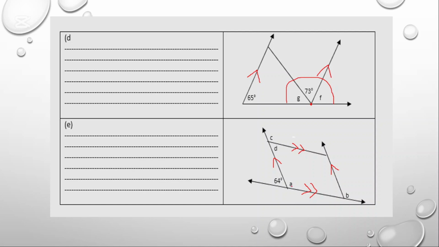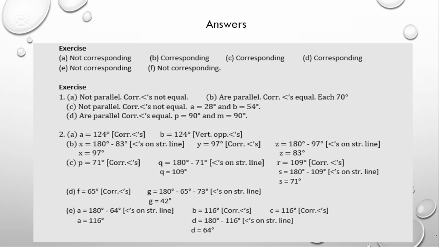Right hand side of the parallel line, right hand side of the parallel line. Yes, that's the way you find B. So A and B form a pair, and they will be equal. A and C, you see there? Above the line, above the parallel line. So A and C have the same size. And once you have C, you can work out D, because C plus D equal to 180 degrees. And here we have all the answers.